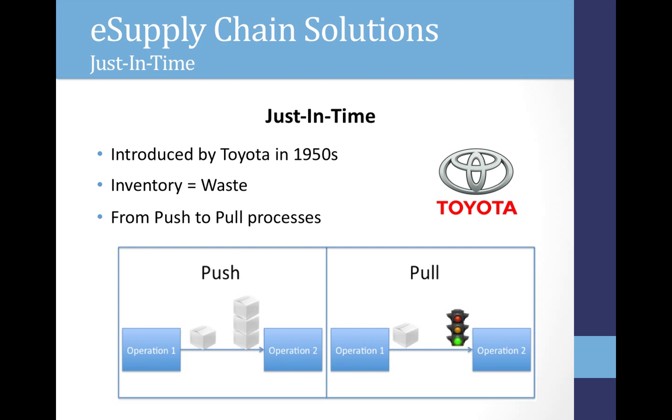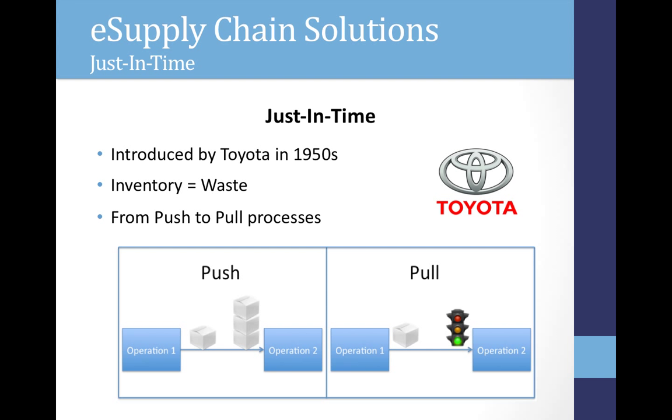As you can see here in the figure on the screen, to the left side we have a push process where operation 1 and operation 2 take place. Operation 1 has a regular schedule and sends product to operation 2. But if operation 2 is not fast enough, the product or material will start piling up and inventory will be created.